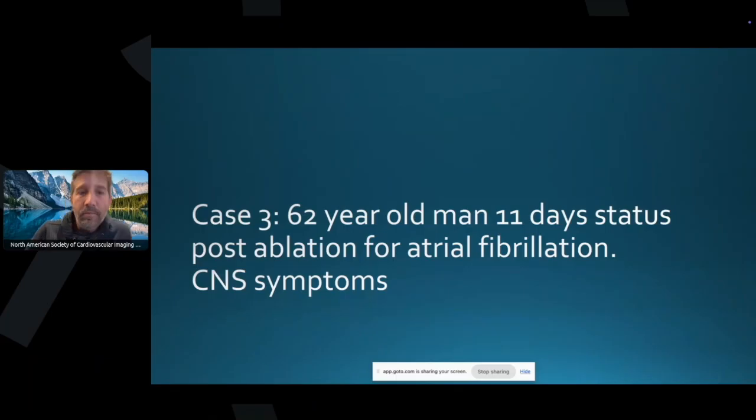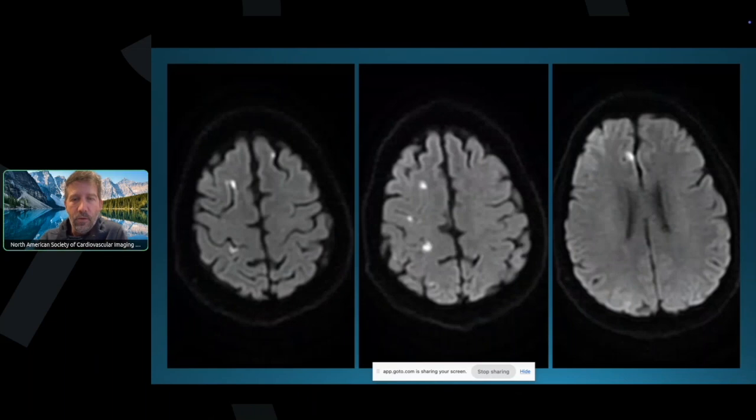All right. Moving on. This is a 62-year-old man, 11 days status post ablation for atrial fibrillation. He showed up with CNS symptoms. I'm going to show you some diffusion weighted images from a brain MR, where you see scattered diffusion defects in the right frontal and parietal lobes.